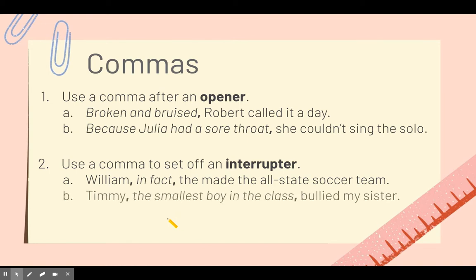Another example. Timmy, the smallest boy in the class, bullied my sister. So we have the smallest boy in class. That's my interrupter. I don't need it. Timmy bullied my sister. That's my independent clause.